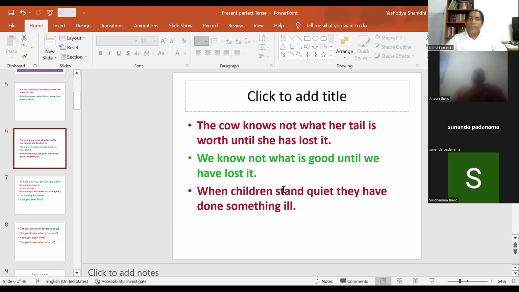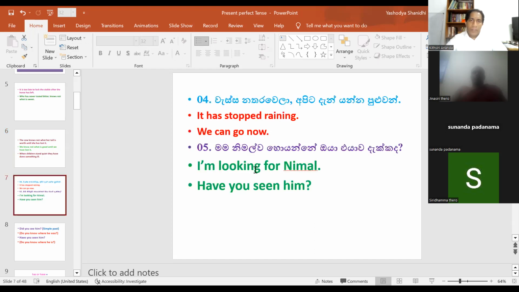We don't know the value as long as the thing is with us. But once we lost it, only then we understand the value of the thing that we had. Right? A few more examples. It has stopped raining, we can go now.